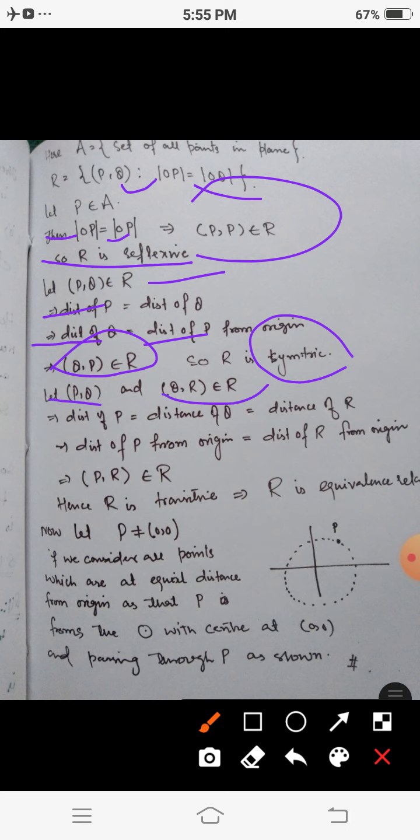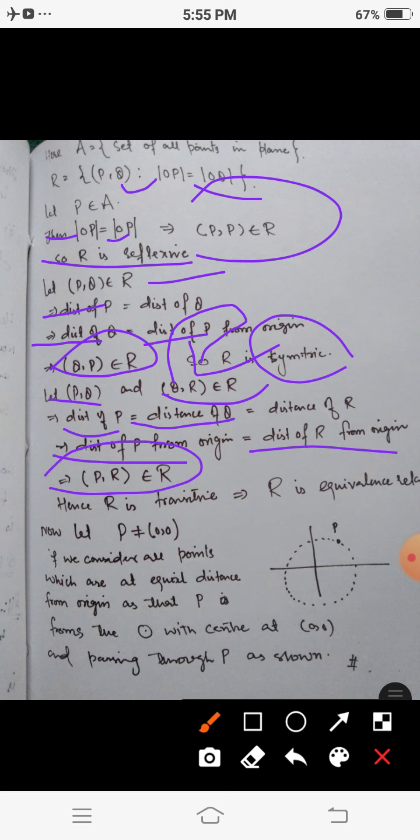Similarly, let (P, Q) and (Q, R) belong to R. This means that the distance of P from the origin equals the distance of Q from the origin. Now the distance of Q from the origin equals the distance of R from the origin. From these two statements we conclude that the distance of P from the origin equals the distance of R from the origin. Hence (P, R) belongs to R also. So from this we conclude that R is reflexive, transitive and symmetric. Hence R is actually an equivalence relation.